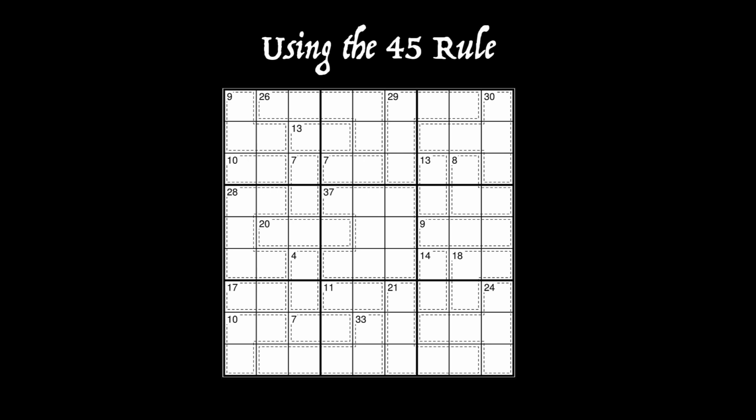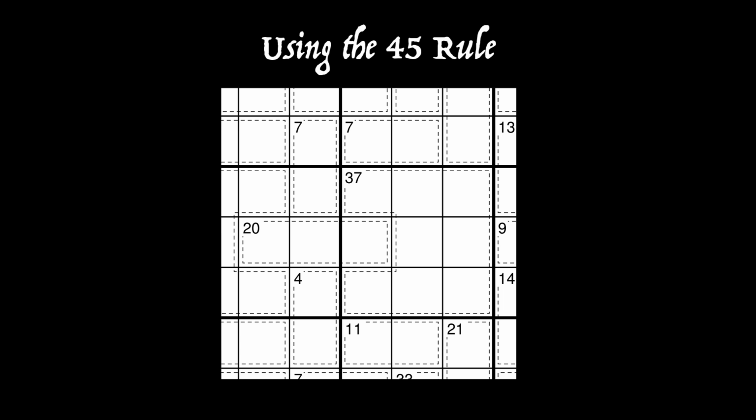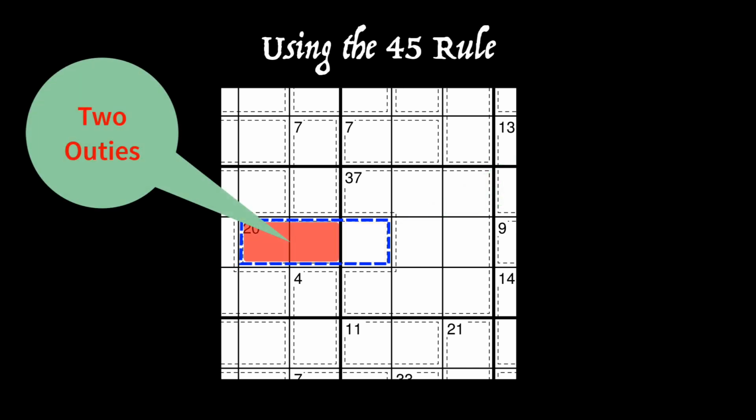Well, here's a typical unsolved killer Sudoku grid, and we're going to focus on the house right in the middle, the block in the middle. Now you can see there's a cage that covers almost all of that house apart from one cell, and that one cell is covered by a cage that straddles the house, and that's shown here in blue. Now if we focus on that blue cage, one cell is inside the house. That cell's called an Innie, and 2 cells lie outside the house. They're called Outies.